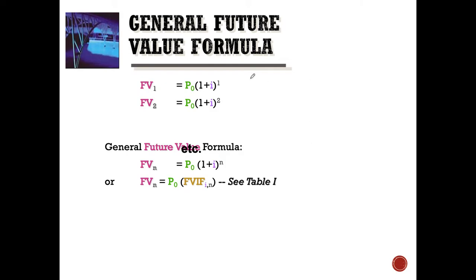Okay, this is the general future value formula so that you can remember. Future value 1, year 1, is P0 multiplied by (1 plus i) to the power of 1. Future value 2 is P0 multiplied by (1 plus interest) to the power of 2. So you can see the general future value formula: future value n equals P0 multiplied by (1 plus i) to the power of n. Or if you use the table, future value n equals P0 times the future value interest factor for i and n, see table.